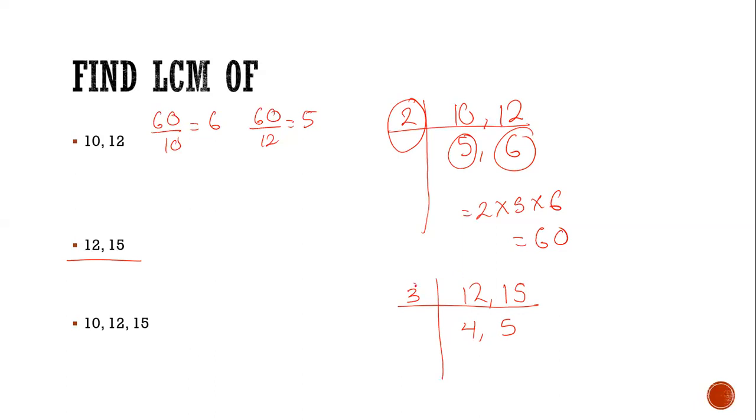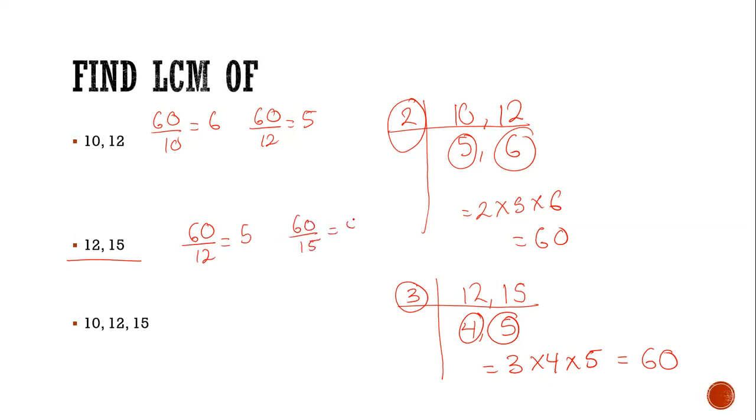So the LCM will be 3 times 4 times 5. So 3 times 4 is 12. 12 times 5 is 60. So the LCM of 12 and 15 is 60. 60 divided by 12 is 5. 60 divided by 15 is 4.